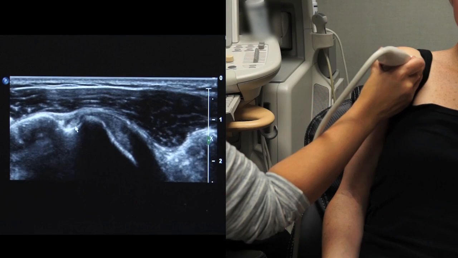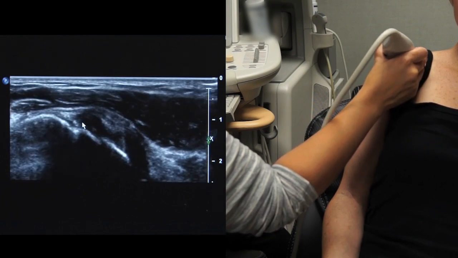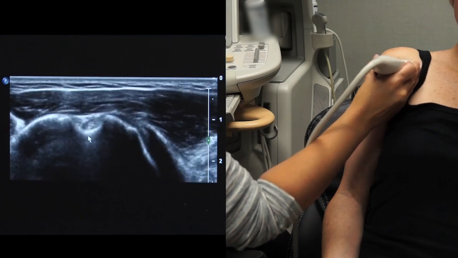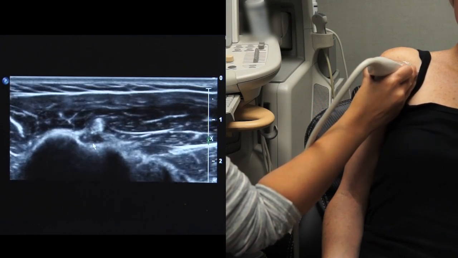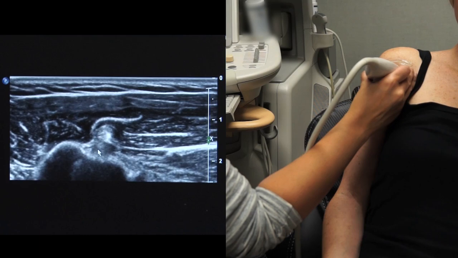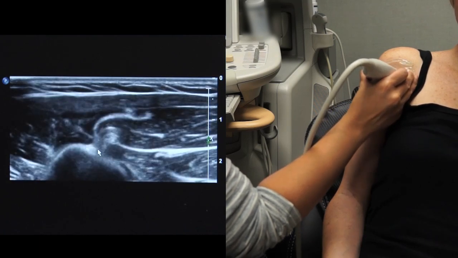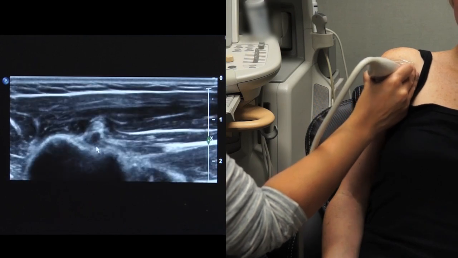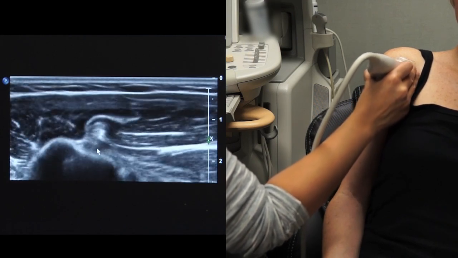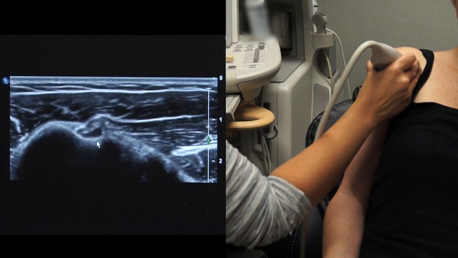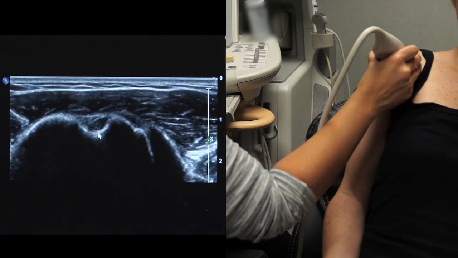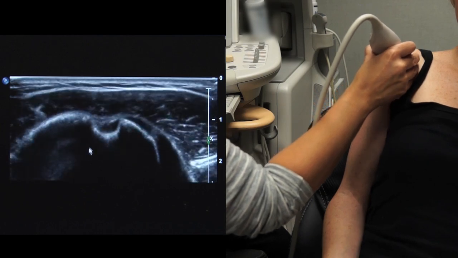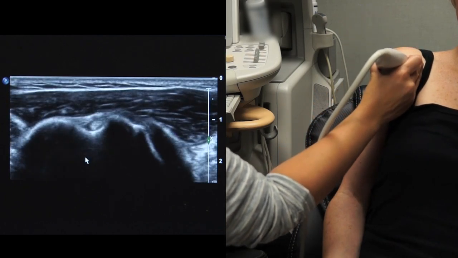You want to scan in the transverse plane to find the most proximal portion and follow it distally till you get to the myotendinous junction. So there's distal, and again there's the proximal portion, and you're in the bicipital groove, and you follow it all the way proximally. Next, you will turn on the biceps tendon.